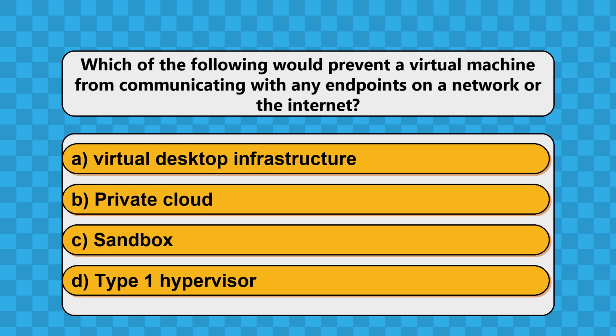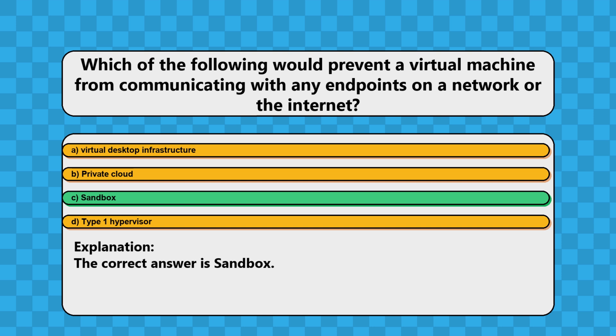Question 8. Which of the following would prevent a virtual machine from communicating with any endpoints on a network or the Internet? Option A. Virtual desktop infrastructure. Option B. Private cloud. Option C. Sandbox. Option D. Type 1 hypervisor. The correct answer is option C. Sandbox.